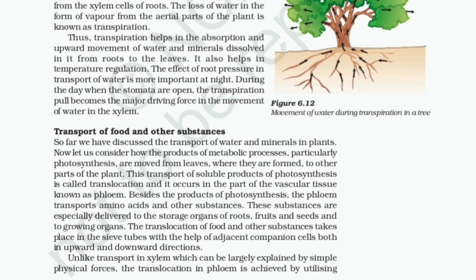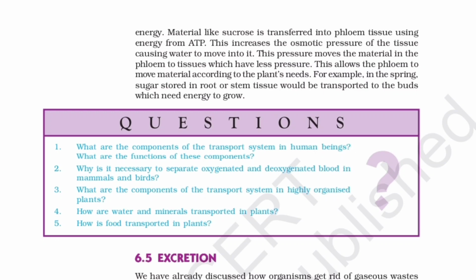Unlike transport in xylem, which can be largely explained by simple physical forces, the translocation in phloem is achieved by utilizing energy. Material like sucrose is transferred into phloem tissue using energy from ATP. This increases the osmotic pressure of the tissue, causing water to move into it. This pressure moves the material in the phloem to tissues which have less pressure. This allows the phloem to move material according to the plant's needs. For example, in the spring, sugar stored in root or stem tissue would be transported to the buds which need energy to grow.